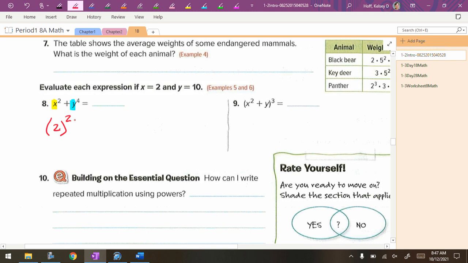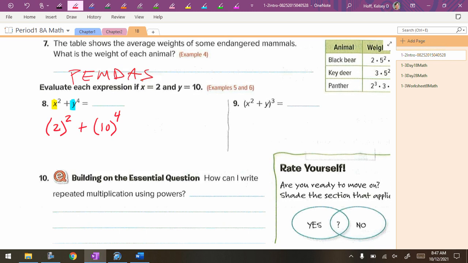What are we going to replace y with? 10. And what power does it need? 4th power. Okay. Does anybody remember PEMDAS? P stands for parentheses. E, exponents. M, multiply, divide, add, and subtract. Okay. This is crucial on this problem. We have to go through this.